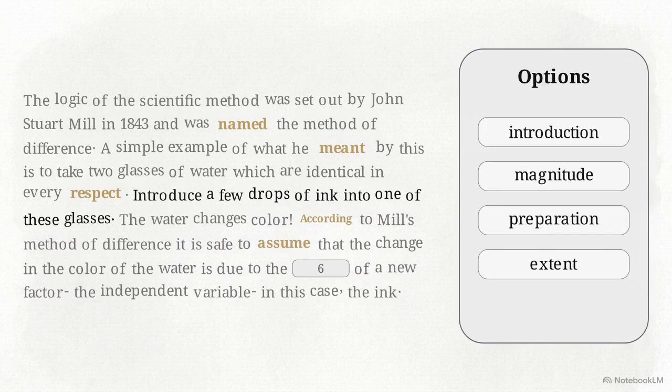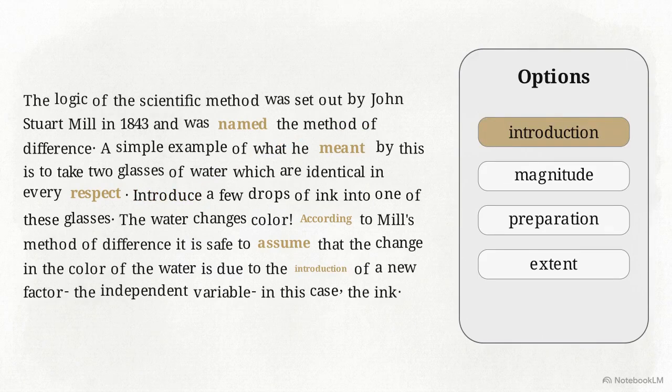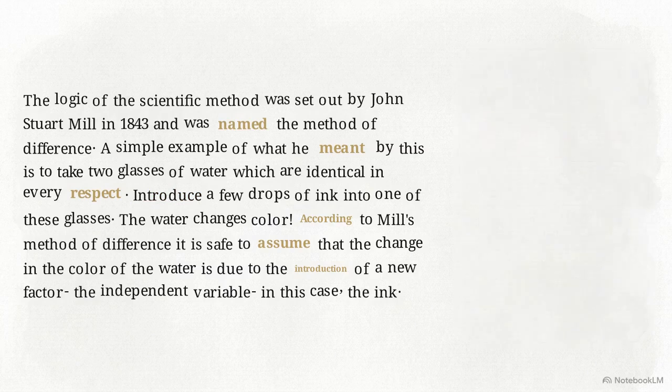For the final blank, we'll use a technique called the contextual echo. We need a noun for the blank of a new factor. Look backward in the paragraph. The second sentence uses the verb introduce. That specific action points us directly to the corresponding noun option, introduction.